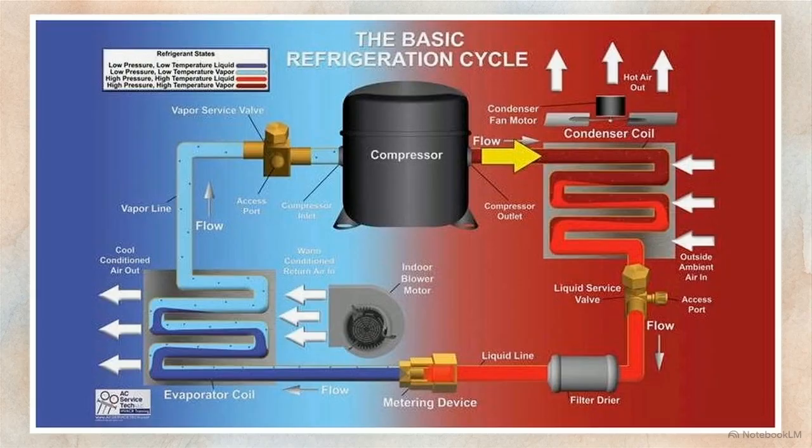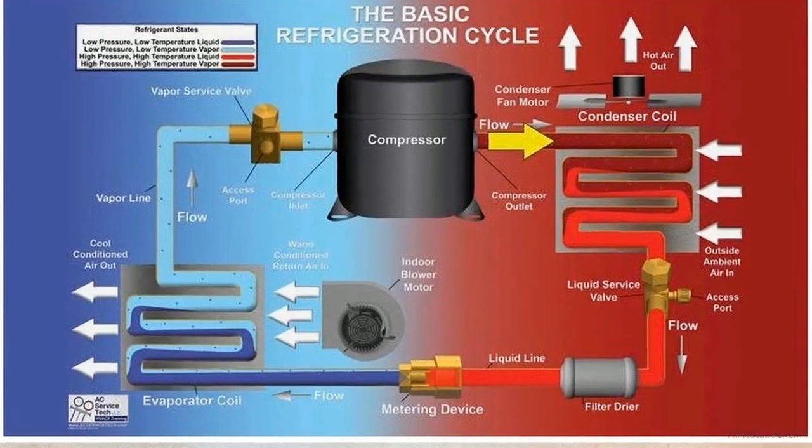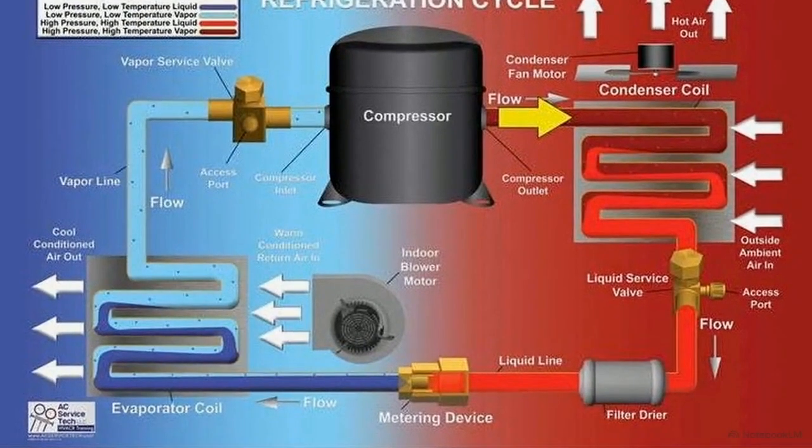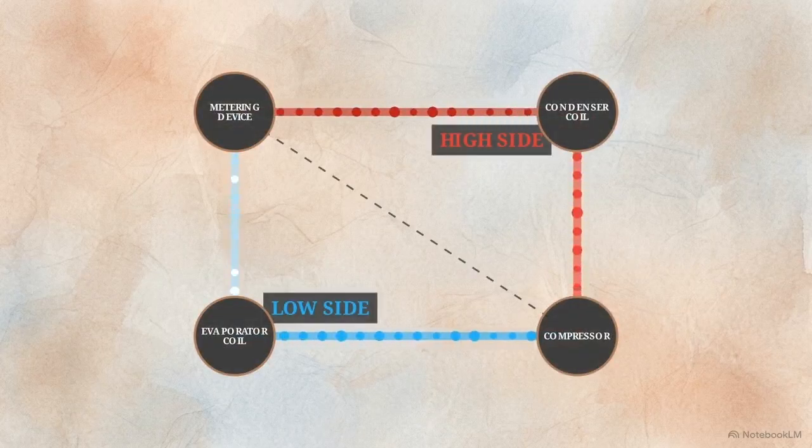The system is split precisely down the middle, creating a dedicated high-pressure side and a low-pressure side. The flow through these pressure zones is controlled by four specific physical checkpoints: the compressor, the condenser coil, the metering device, and the evaporator coil. Correctly diagnosing the health of this system requires knowing exactly what physical state the refrigerant is in as it passes through each of these four locations.